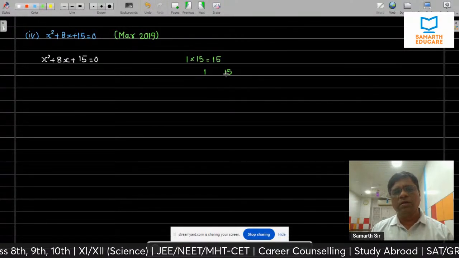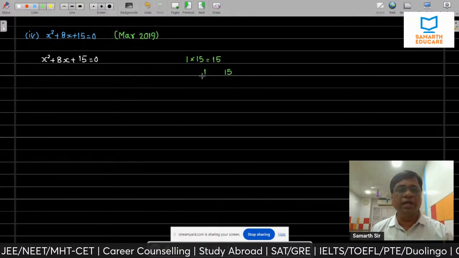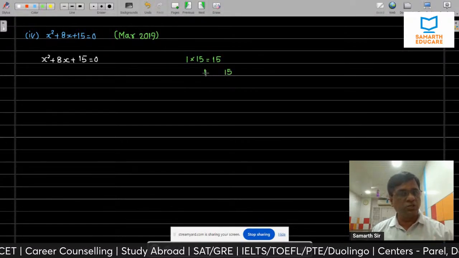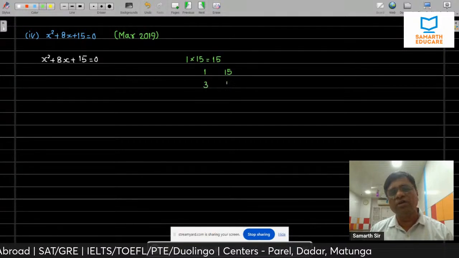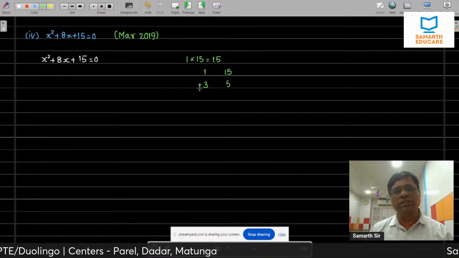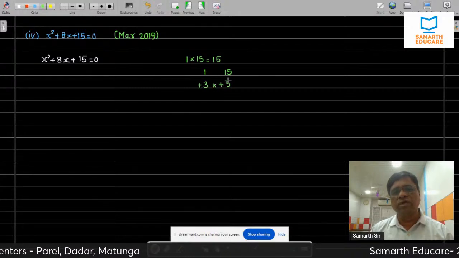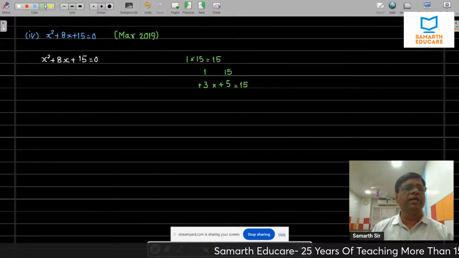Now remember that because it is plus, I will look for addition. What should the addition be? 8. 15 plus 1 is 16, so it is not equal to 8. It will not divide by 2. By 3: 3 into 5 is 15, and this time 8 is also plus, so plus 3 and plus 5 multiply to plus 15, and if we add them I get 8.